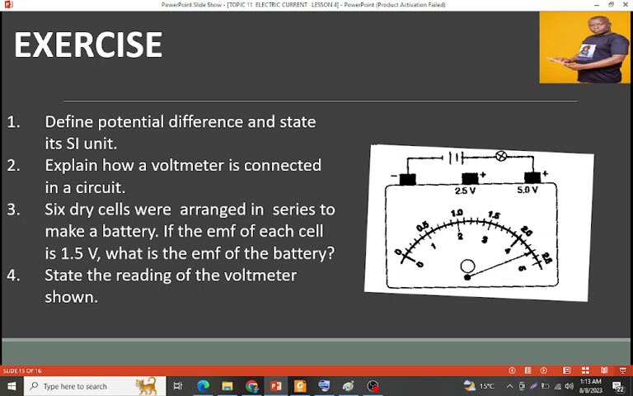So at this point, this is the end of our topic number 11, electric current and potential difference. Tomorrow we start a brand new topic, which is topic number 12. It's also to do with electricity, but now this is called resistance. So we're going to look at resistance, topic number 12.